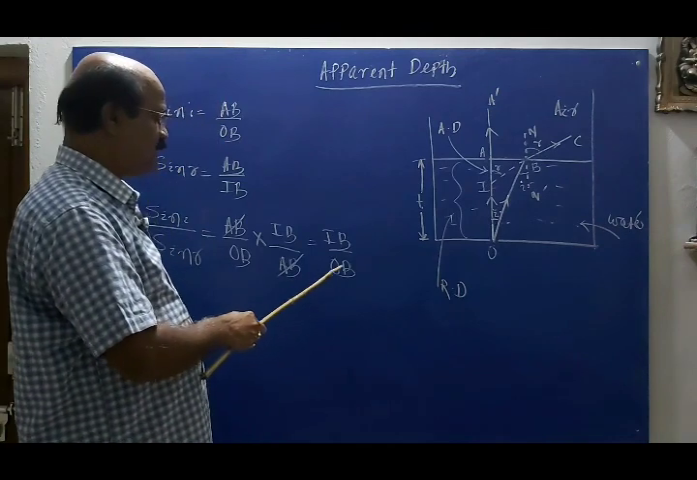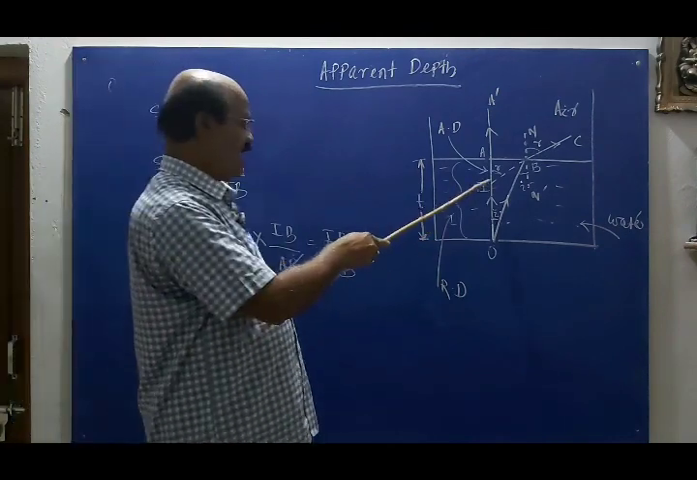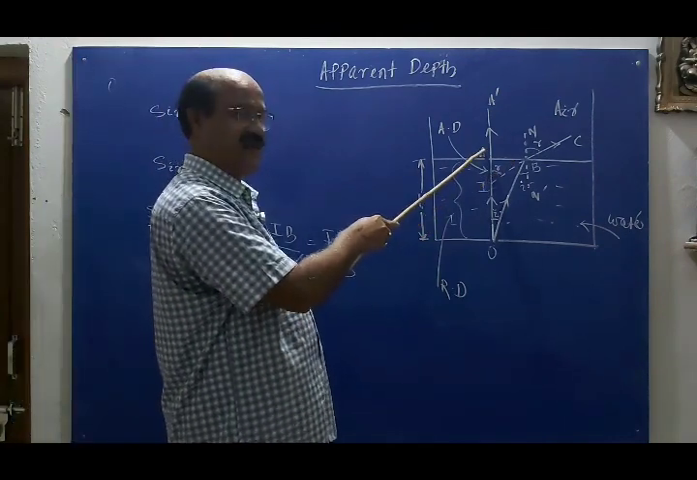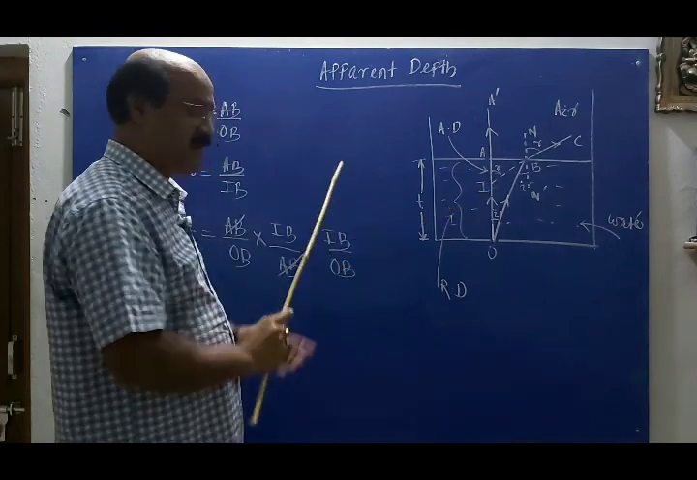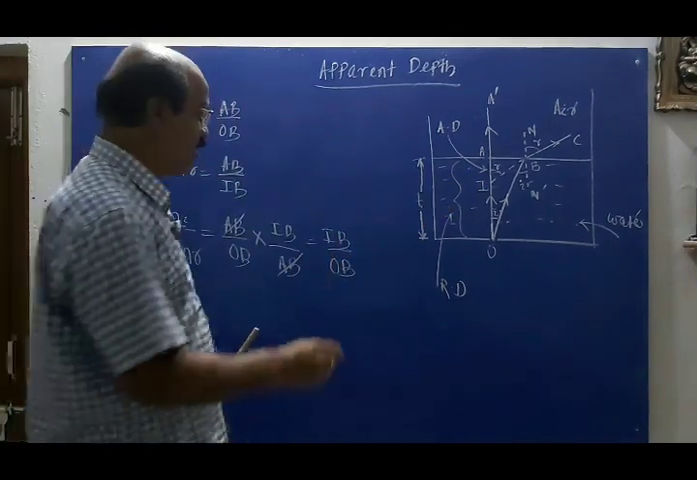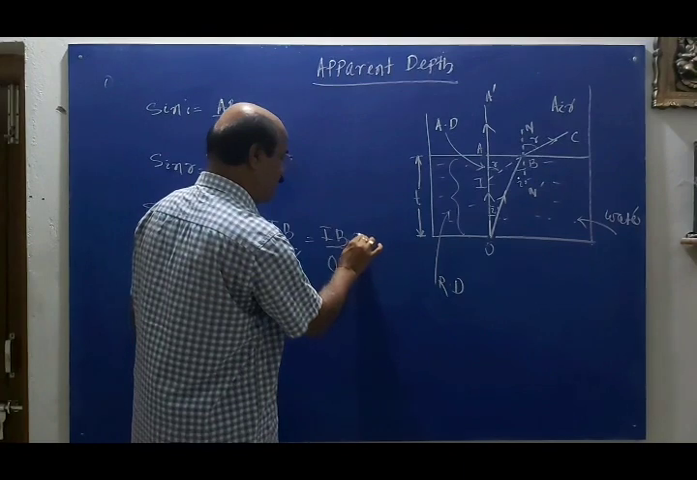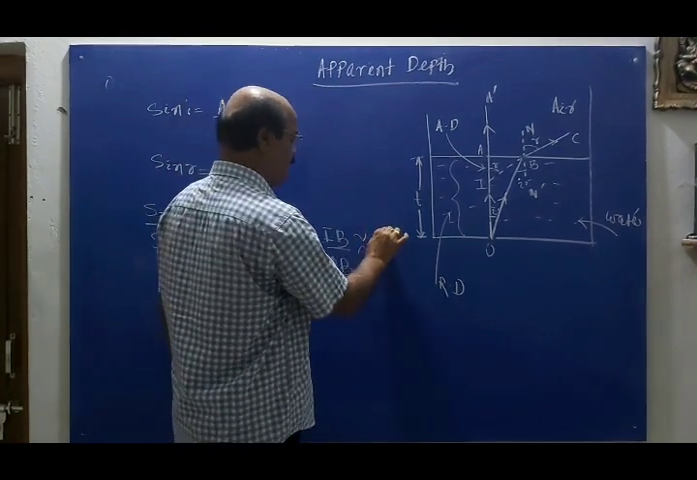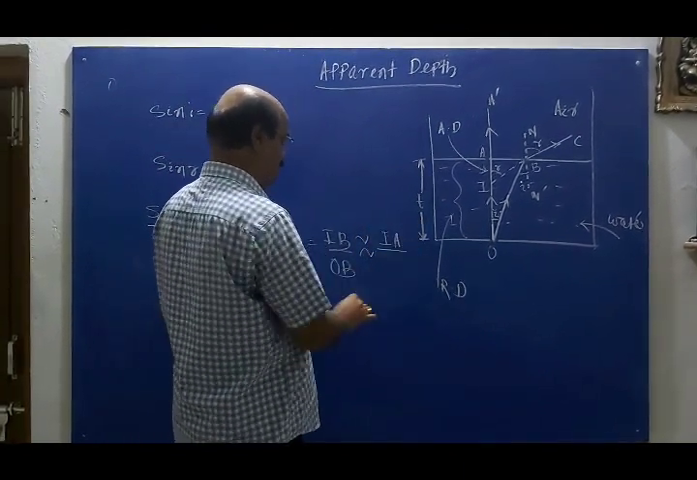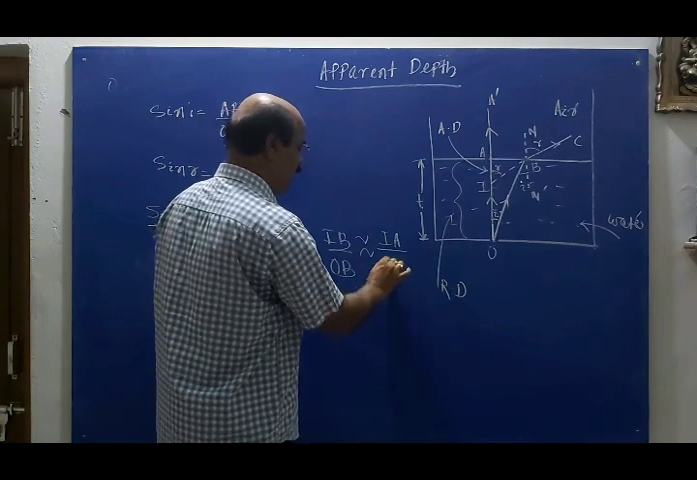So OB we can write as OA, and IB is nearly equal to IA. In place of IB we write IA, so that sin i is nearly equal to i, and in place of OB we write OA.